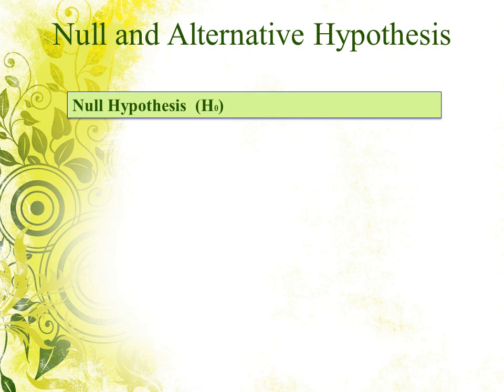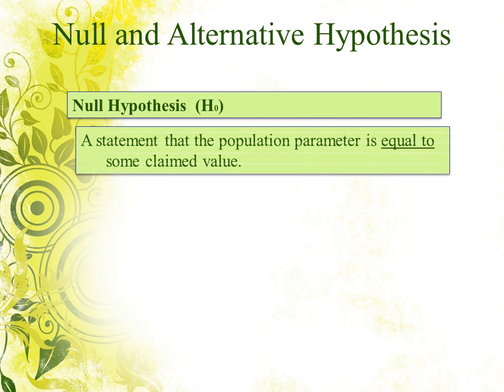A couple other terminology notes. The null hypothesis, which we notate as H sub 0, is a statement that the population parameter is equal to some claimed value. So a null hypothesis might be P equals 0.5, the proportion of girls equals 0.5. Now keep in mind, the null hypothesis will always have the equal sign associated with it.